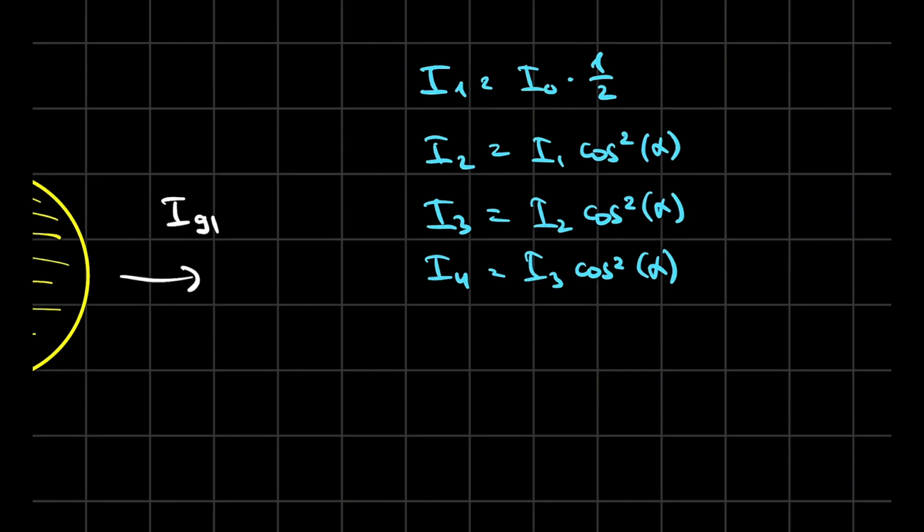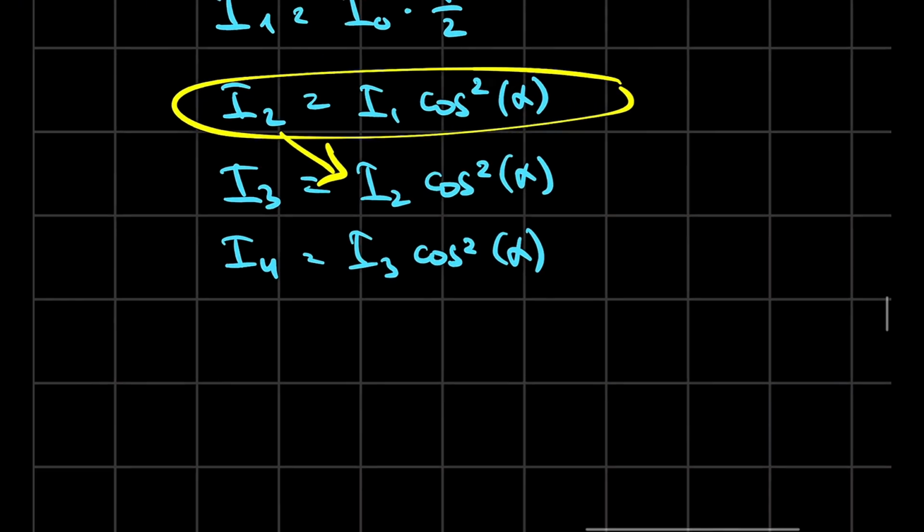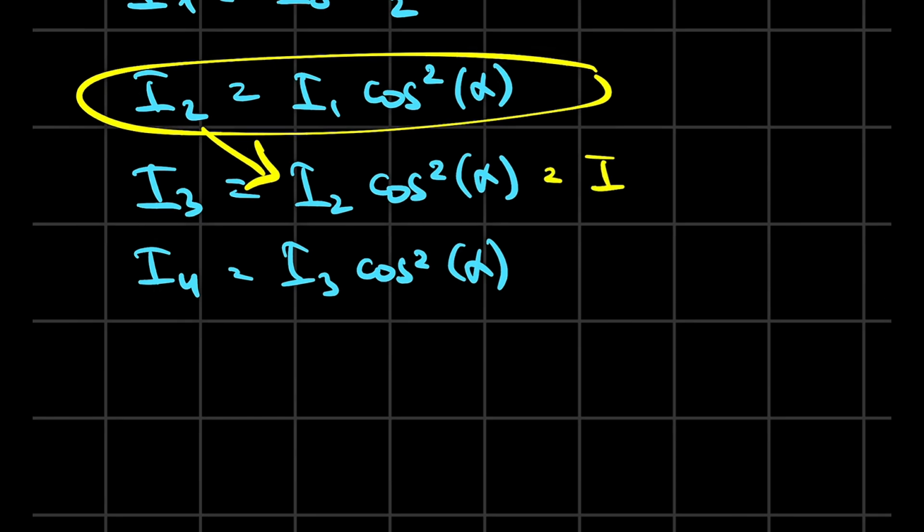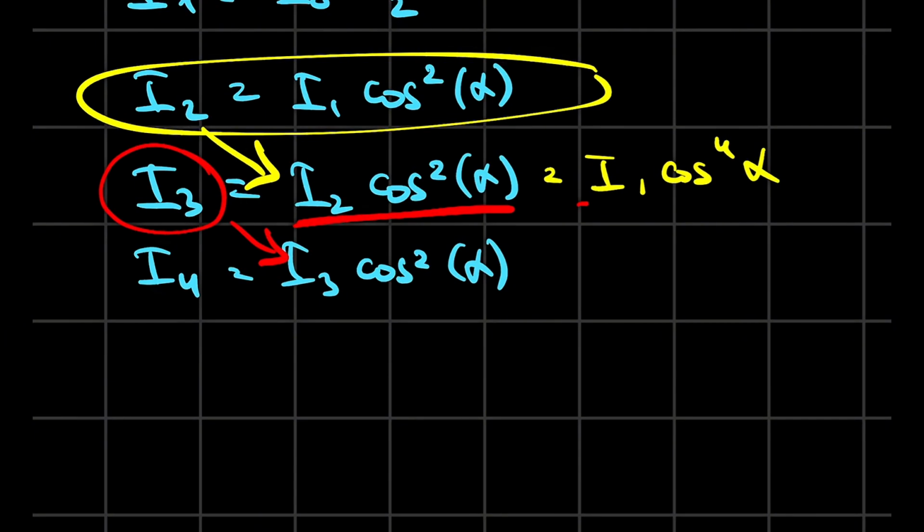So what does it show us? If I take this thing and put it here, you can see that this thing would become intensity 1 cosine squared, but here we have already squared, so it would be cosine to the fourth power alpha. Okay, if this says intensity 3, I can put it here. I could put this thing, but I can also put this thing.